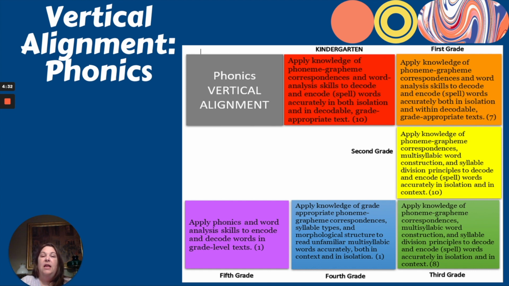As you can see in these standards and the alignment, there are a lot of academic words that we need to use with our students, from phoneme to grapheme in kindergarten and first, to multisyllabic word construction and syllable division principles in second and third, and even syllable types and morphological structure to read unfamiliar multisyllabic words in fourth grade.